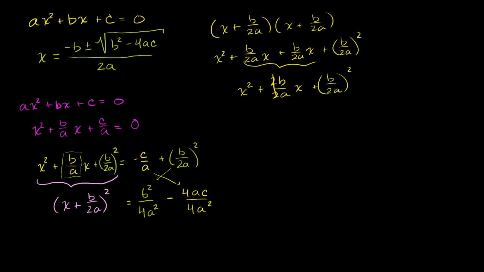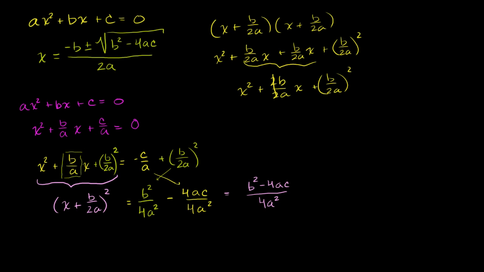So this I can rewrite. The right-hand side right here I can rewrite as b squared minus 4ac, all of that over 4a squared. This is looking very close. Notice b squared minus 4ac, it's already appearing. We don't have the square root yet, but we haven't taken the square root of both sides of this equation.